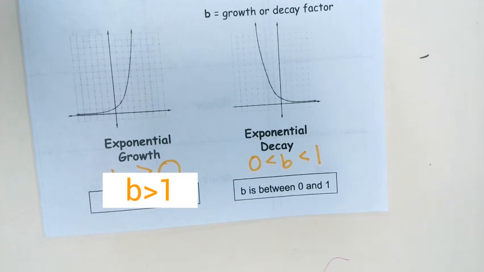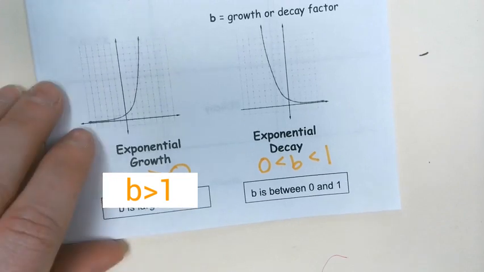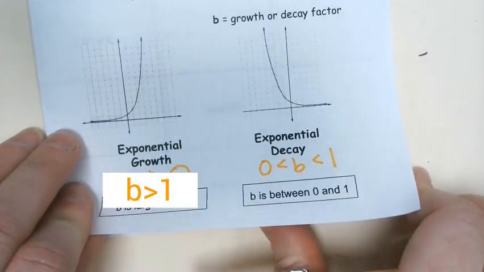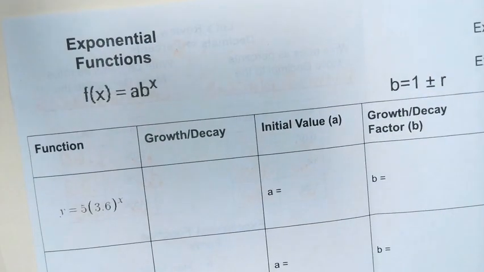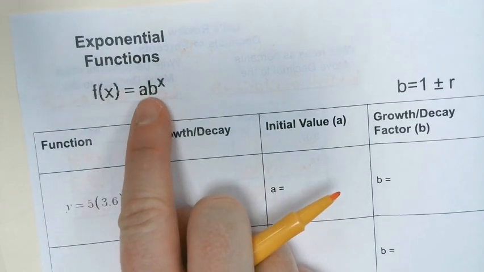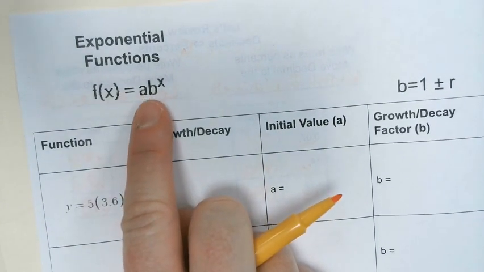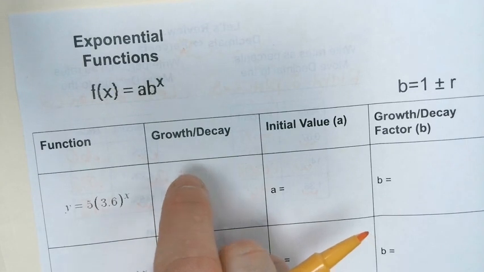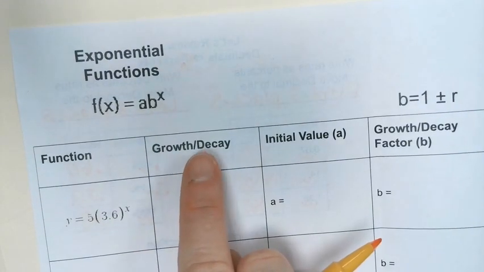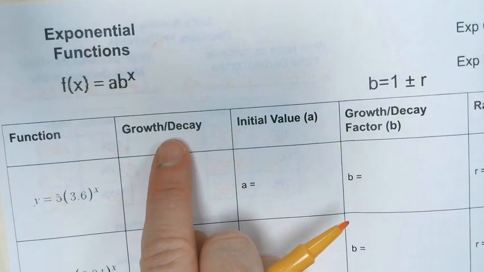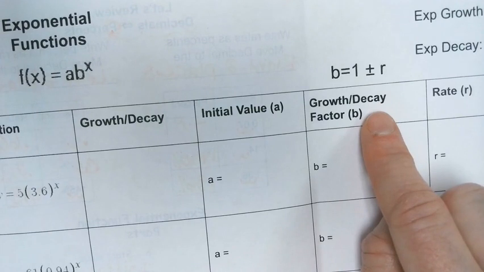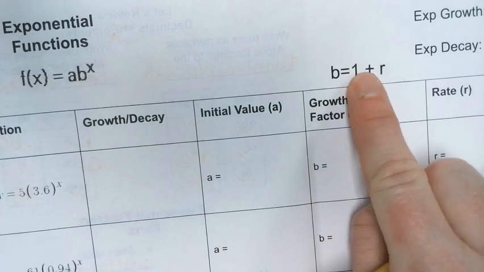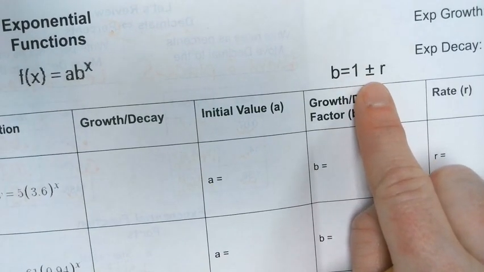So we're going to look at some equations. We're going to write some equations based on the A and B. Go ahead and open up your notes. So I wrote the equation again here. A times B to the x. Growth or decay depends on what your B value is. The initial value is A. Your growth or decay factor is found by doing 1 plus or minus the rate.